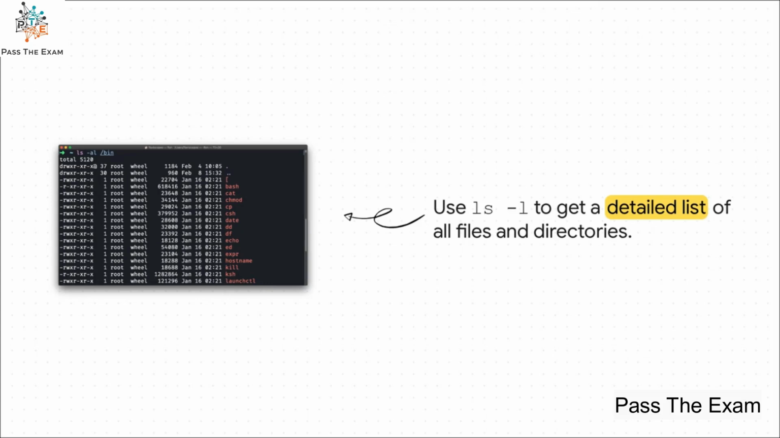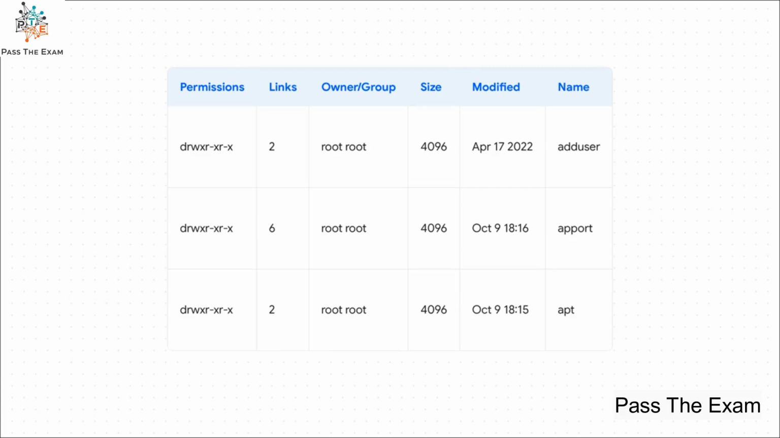But just typing ls is a bit basic. The real magic happens when you add an option, like ls -l for a long format. This gives you a much richer, way more detailed view of everything that's in your current directory. Now, that wall of text might look a little scary at first, but it's basically a full biography for every item. Let's break it down.